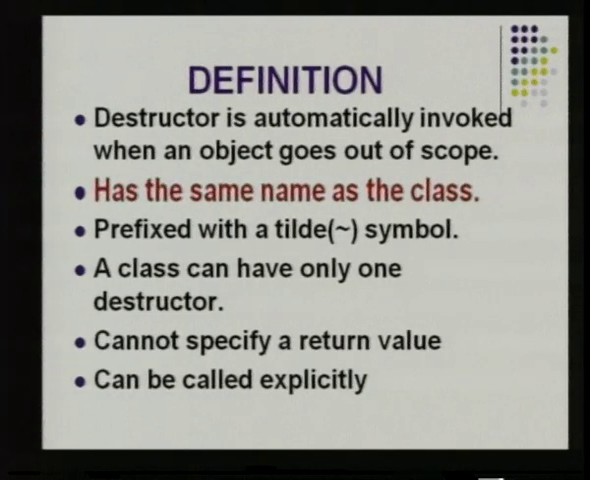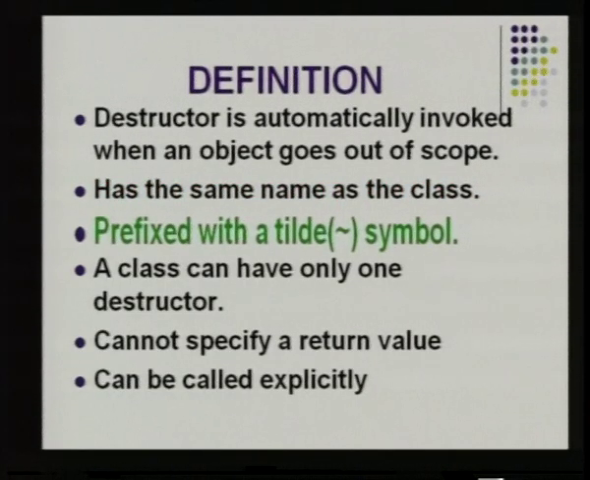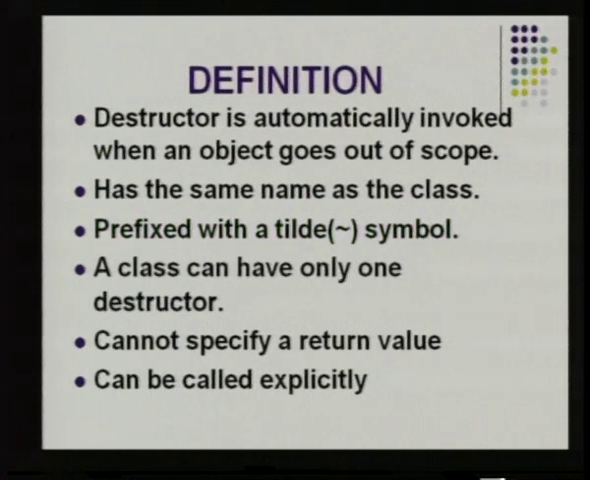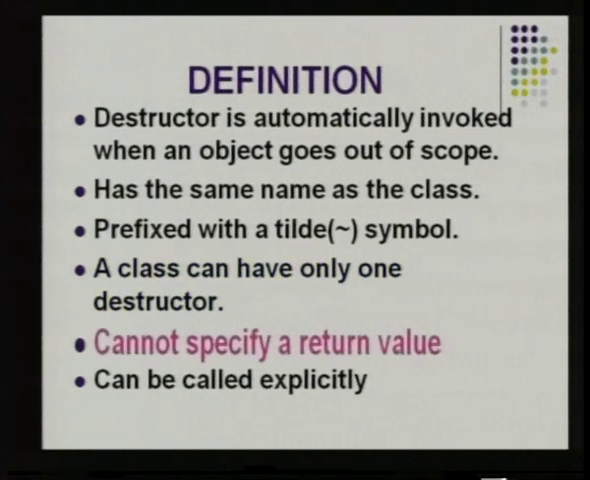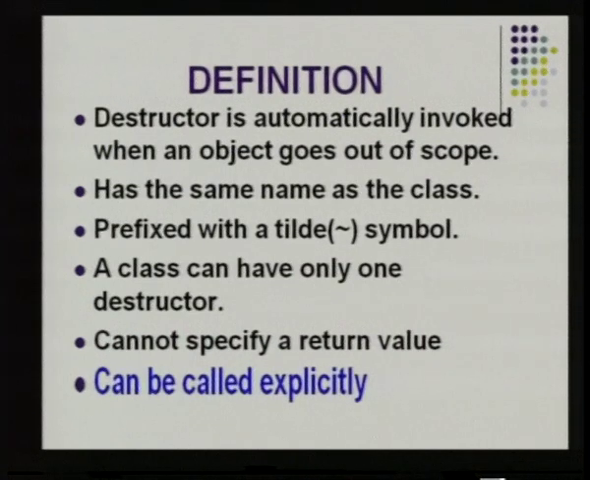When it goes out of view of the program, out of the need of the program, the destructor is invoked. This also has the same name as the class. It is prefixed with a tilde symbol. A class can have only one destructor. This is also different from a constructor. This also does not specify any return value, and this also can be called explicitly.